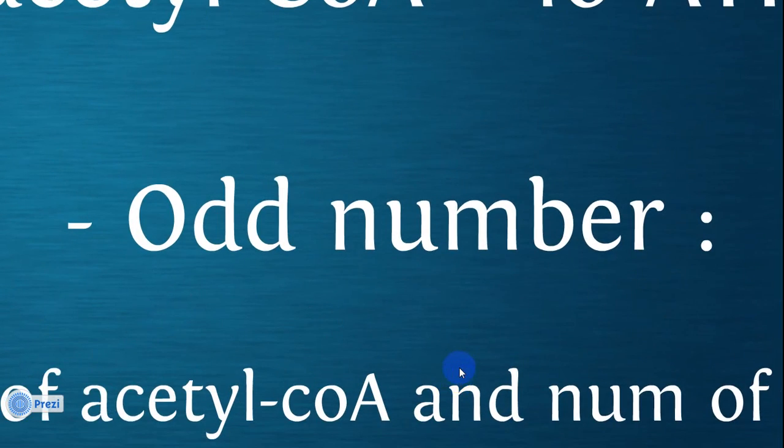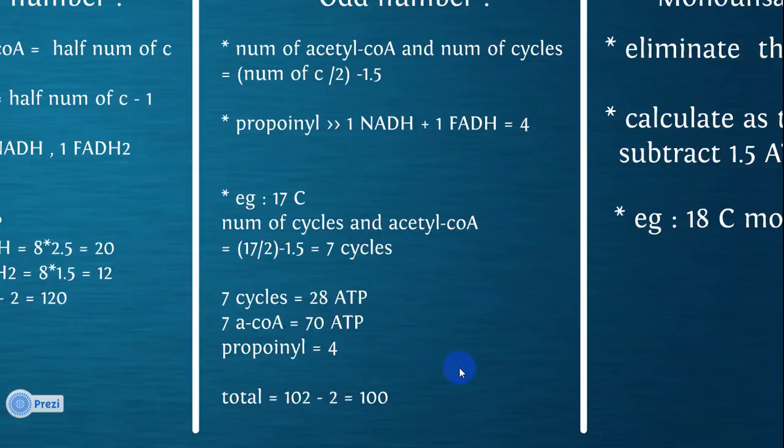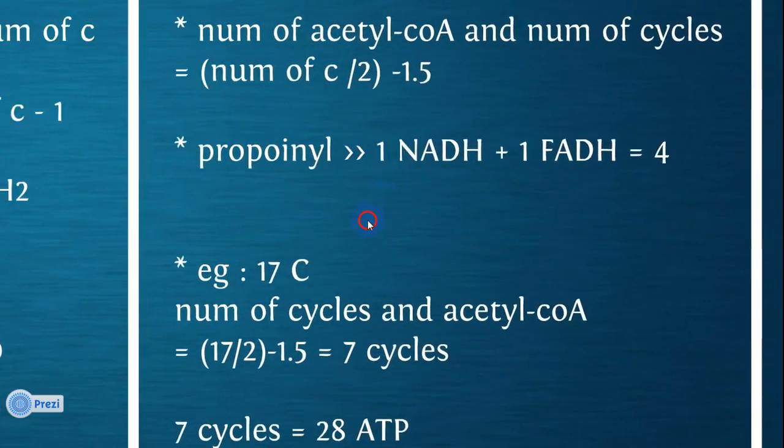Now, if they give you an odd-numbered fatty acid, how do you deal with it? The same way: you need to calculate the number of acetyl-CoA and the number of cycles. The number of acetyl-CoA and the number of cycles, you can calculate by this equation: number of carbons divided by 2 minus 1.5. Okay, so let's have an example.